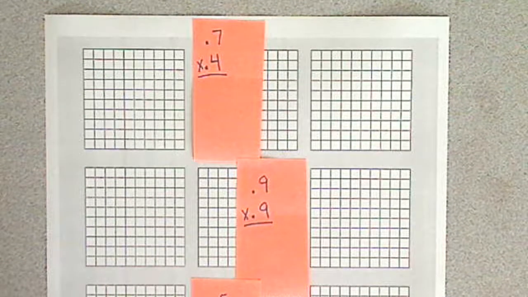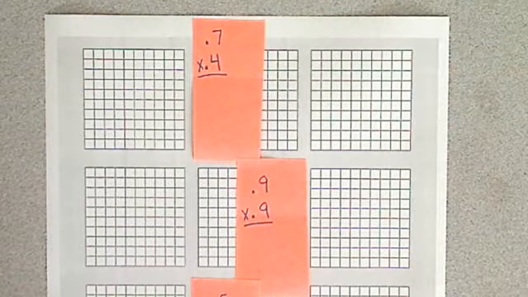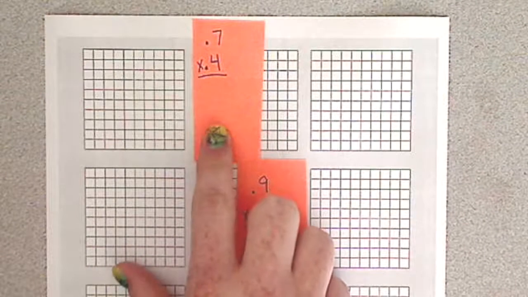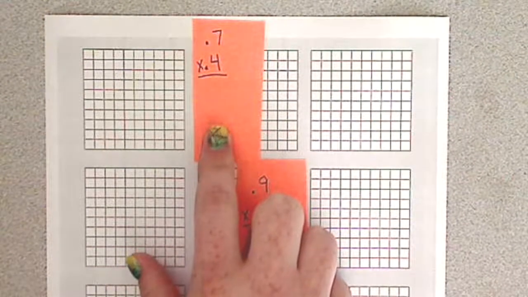Good afternoon, ladies and gentlemen, and welcome to the next part of multiplying decimals. We are now going to be getting into multiplying decimals by decimals. And to do this, we're going to be looking at how to use a model with a hundredths grid, and we're going to be looking at it with the standard algorithm as well. So we're going to start with our first example, which is 7/10 times 4/10.